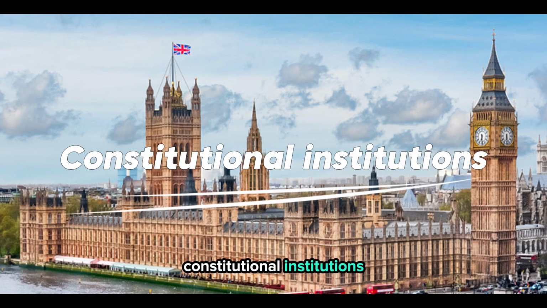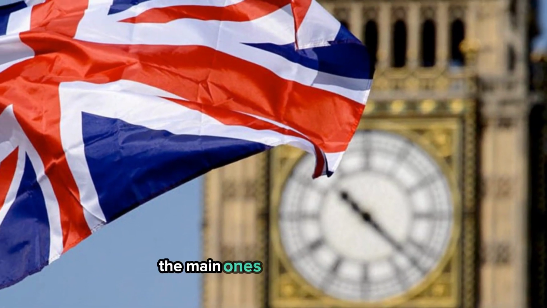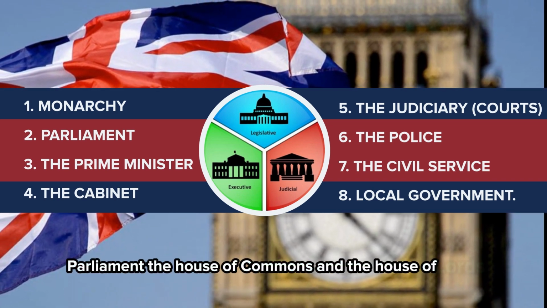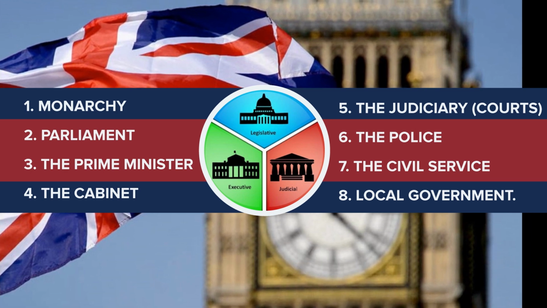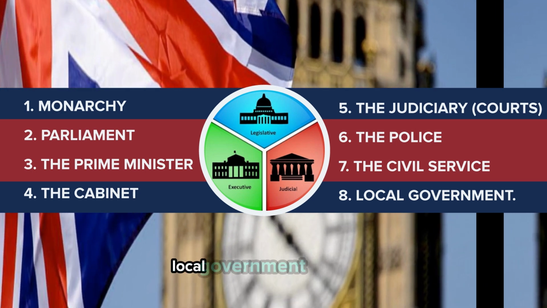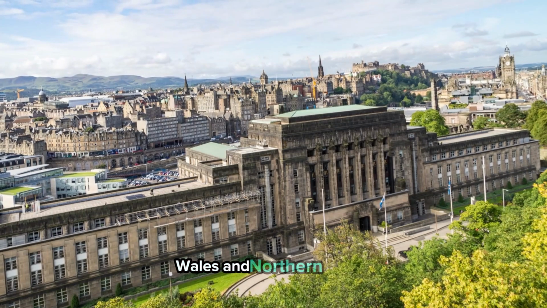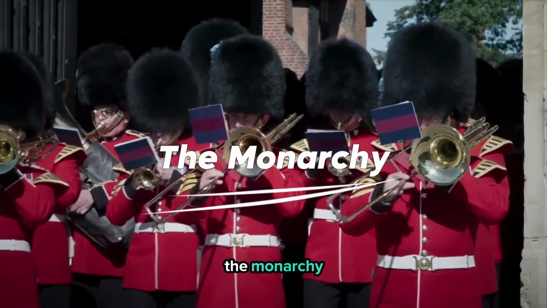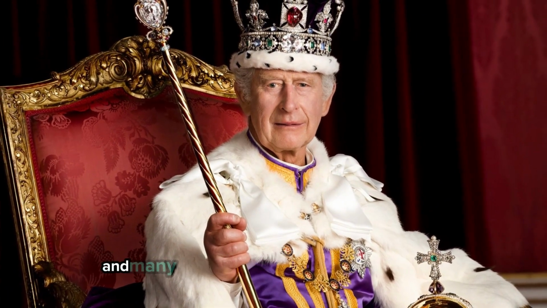Constitutional institutions. In the UK, there are several different parts of government. The main ones are the monarchy, Parliament, the House of Commons and the House of Lords, the Prime Minister, the Cabinet, the judiciary, courts, the police, the civil service, local government. In addition, there are devolved governments in Scotland, Wales and Northern Ireland that have the power to legislate on certain issues.